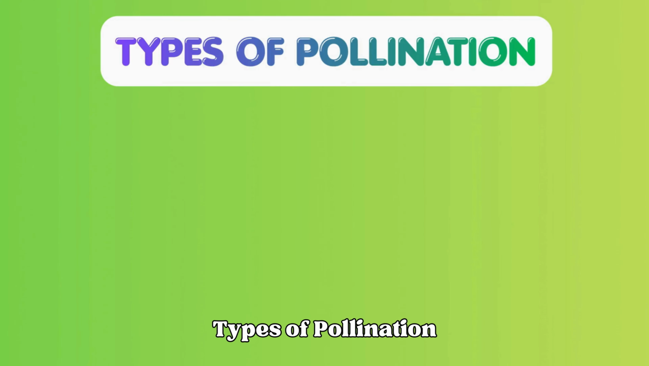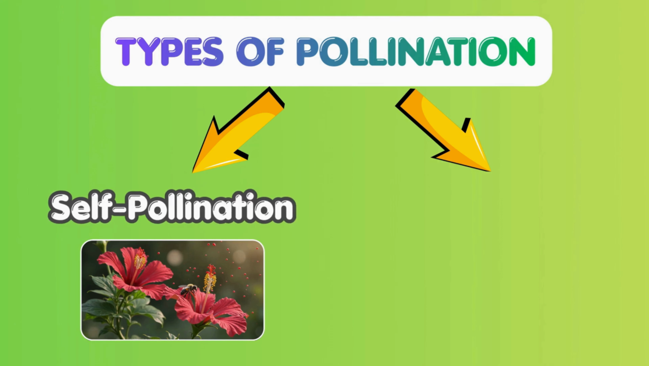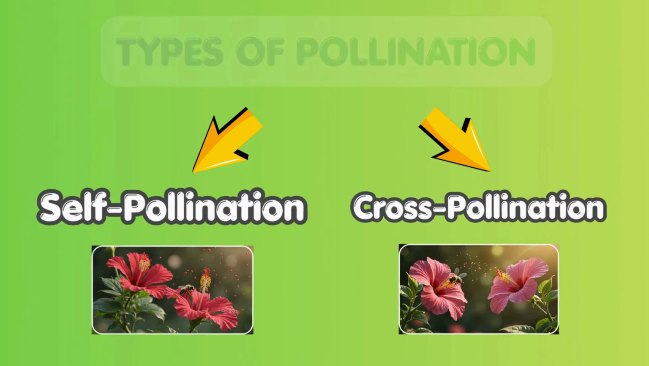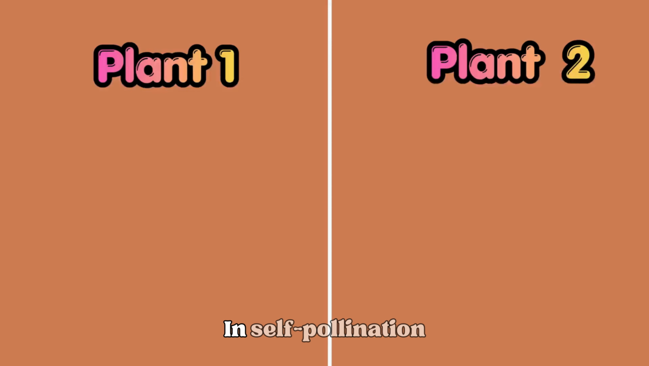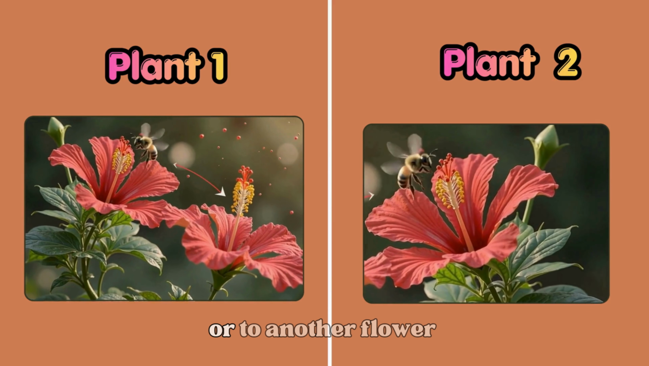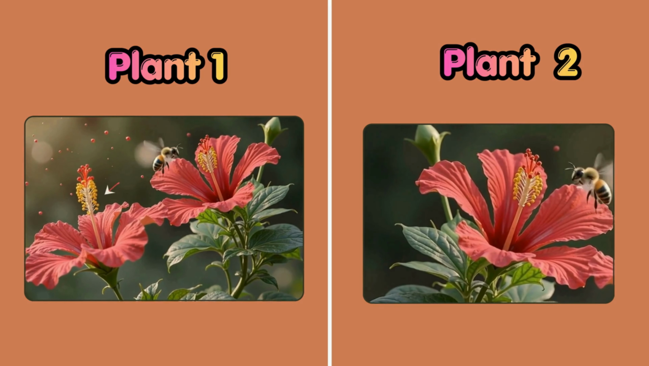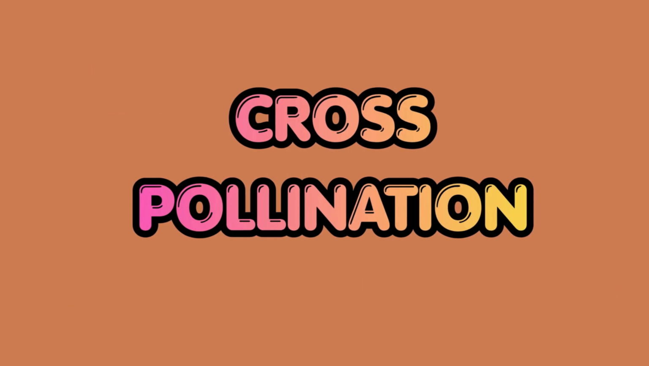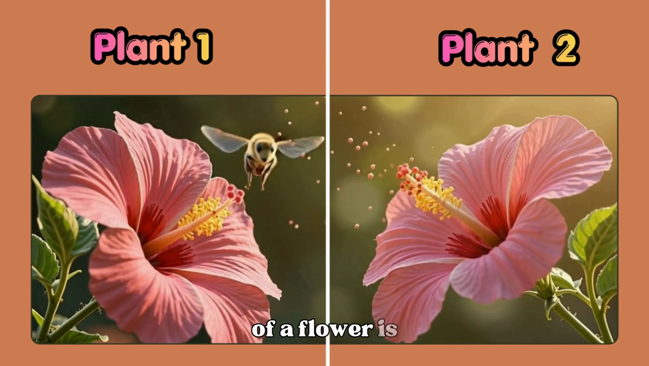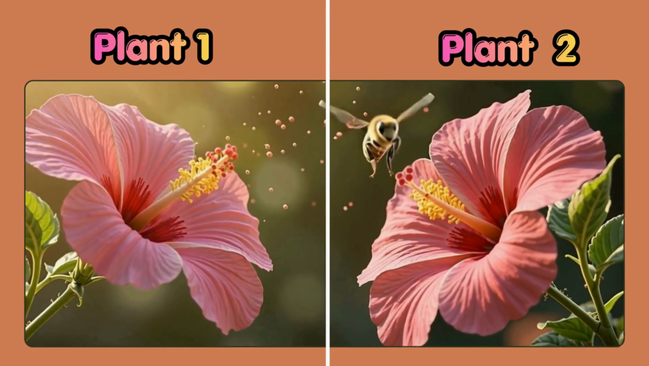Types of pollination. Pollination can happen in two main ways. Self-pollination. Cross-pollination. Self-pollination. In self-pollination, pollen from the anther of a flower is transferred to the stigma of the same flower or to another flower on the same plant. Cross-pollination. In cross-pollination, pollen from the anther of a flower is transferred to the stigma of a flower on a different plant of the same kind.